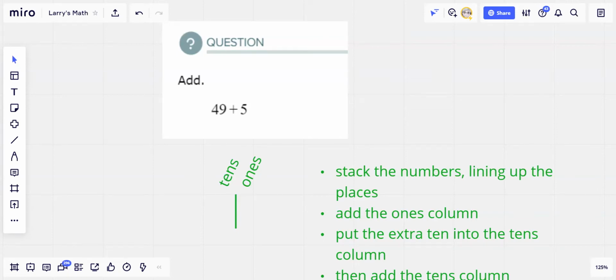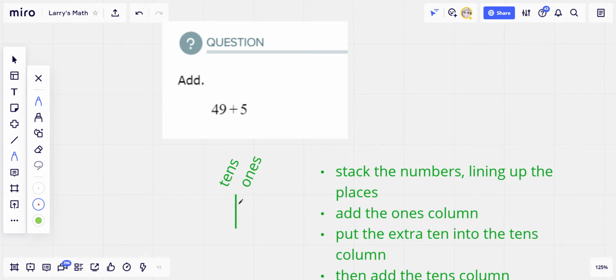Today we are adding a two-digit number with a one-digit number, and it's going to require something called regrouping. So here's our problem, 49 plus 5. The first thing to do, and I've listed all the steps here, is to stack those numbers up, lining up the places.